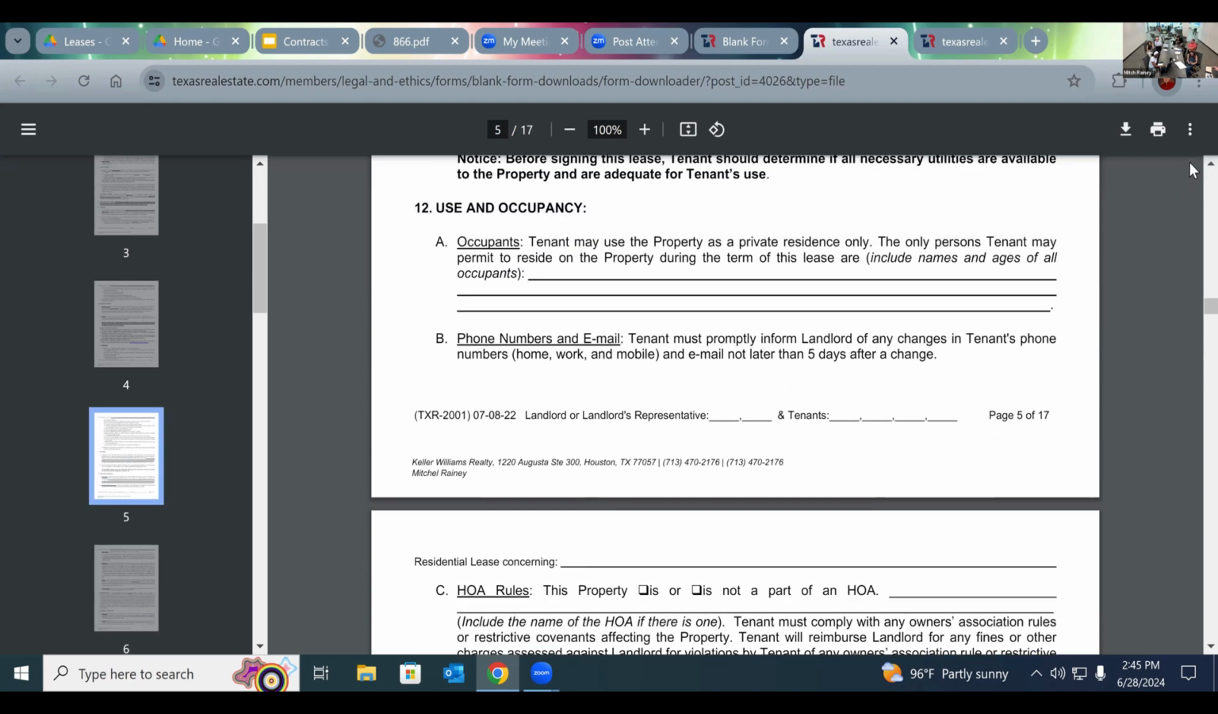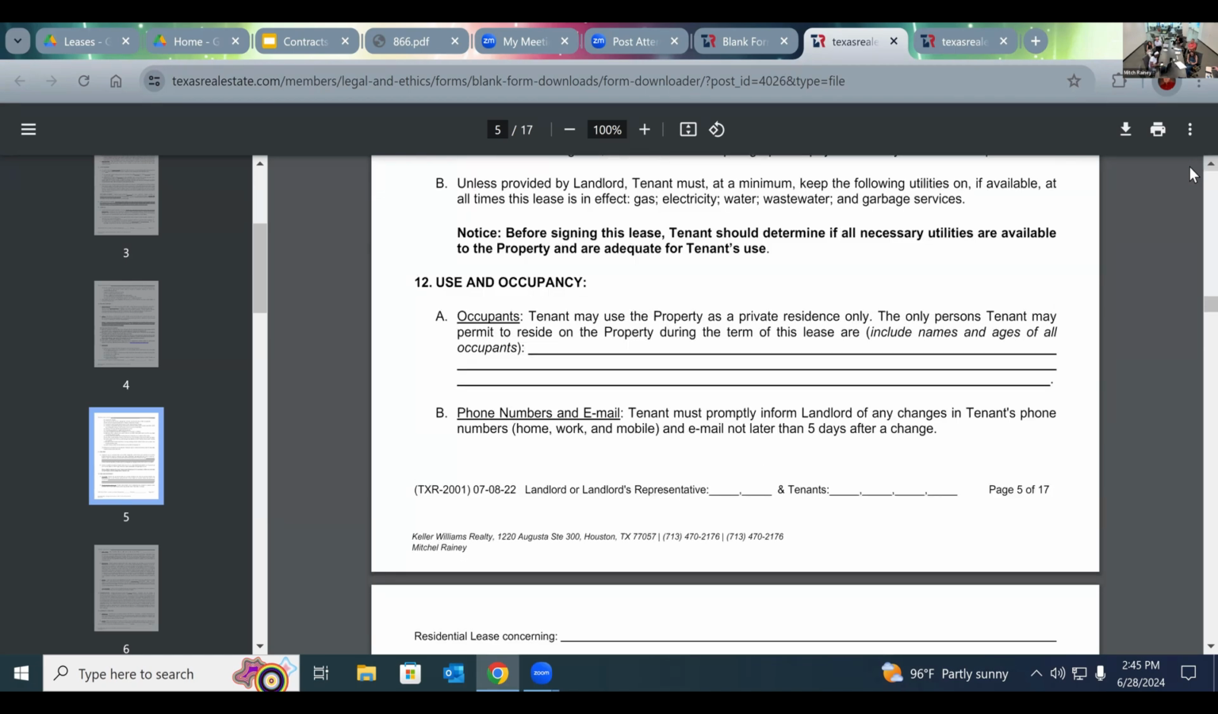You always have to provide the HOA rules. Yes, a copy of the HOA. And as a tenant's agent, you need to make sure you get it, because on here it says the tenant will abide by the HOA rules. Shouldn't they know what they're abiding by?